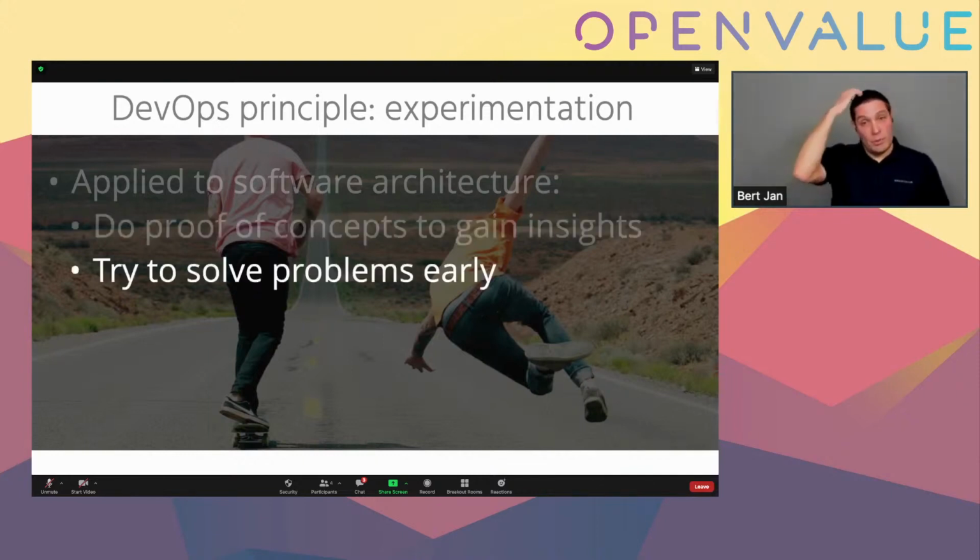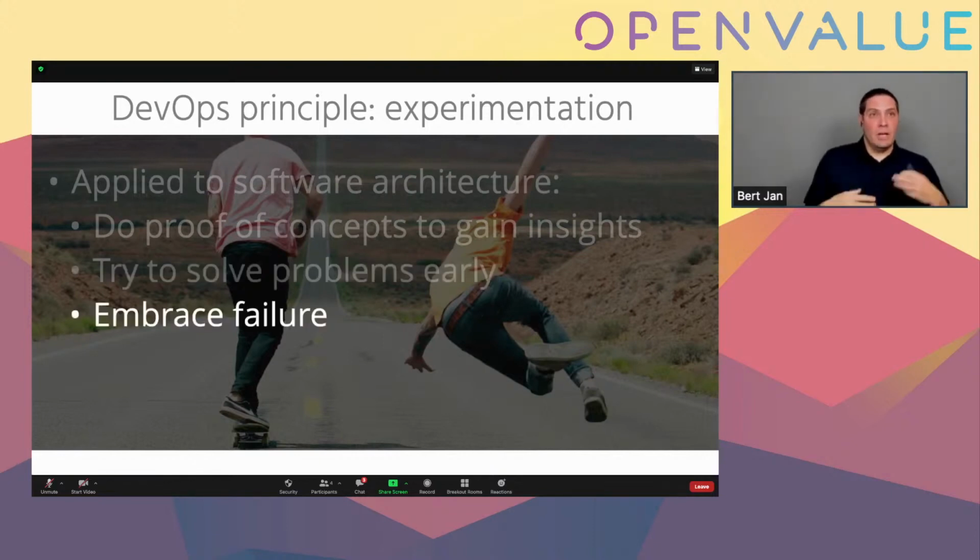Try to solve problems early, obviously, but also know when to postpone solving problems or designing things. So if you design upfront for only one sprint, then after the sprint, you're throwing away maximum one sprint of work, right? So embrace failure, embrace trying out something in a sprint, getting it live, and then finding out that it doesn't work at all.